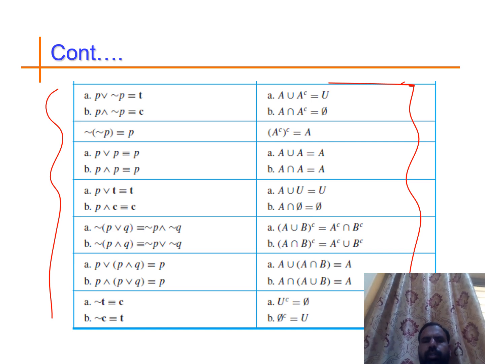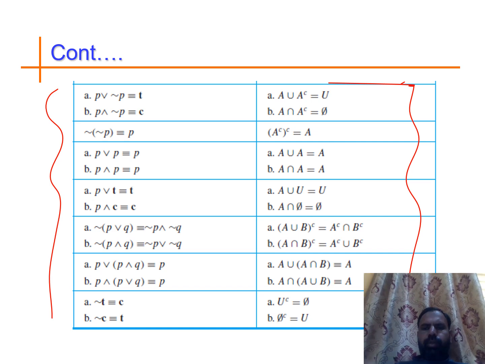For negation of (P or Q), it is equivalent to negation P and negation Q. So (A union B) complement is equal to A complement intersection B complement. And negation of (P and Q) is equivalent to negation P or negation Q, so in sets (A intersection B) complement is equal to A complement union B complement.